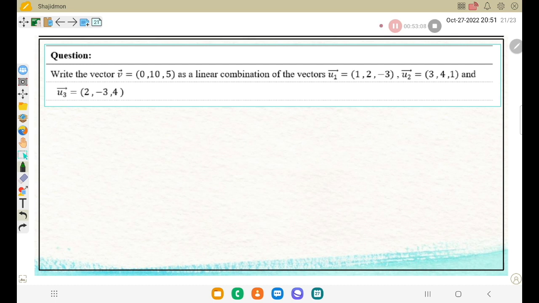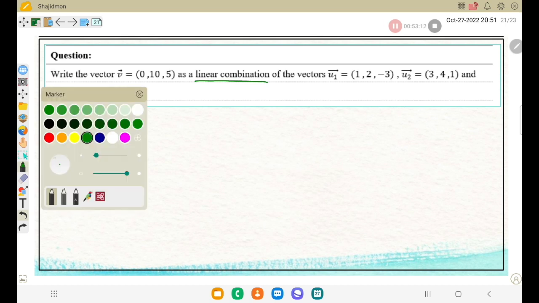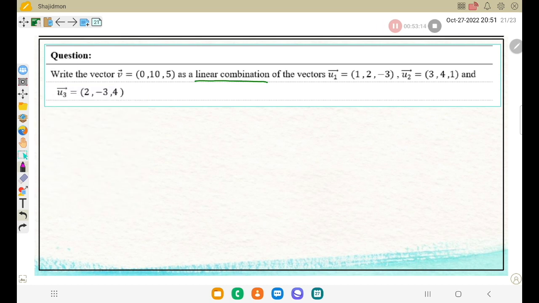Write the vector v as a linear combination of the vectors u1, u2 and u3. Okay, so we will do that one. Vector v is a linear combination of u1, u2 and u3 means, what is the meaning?